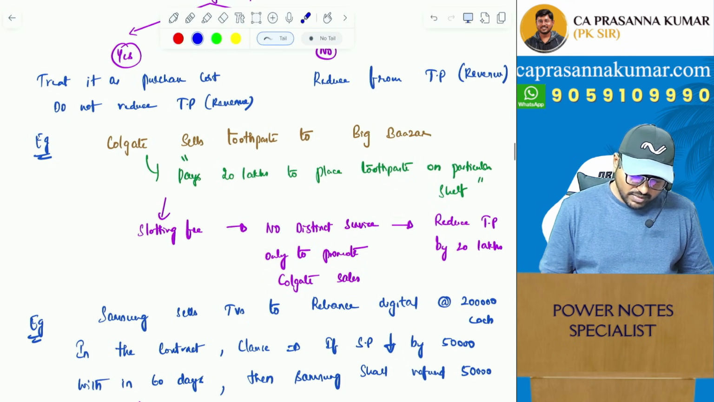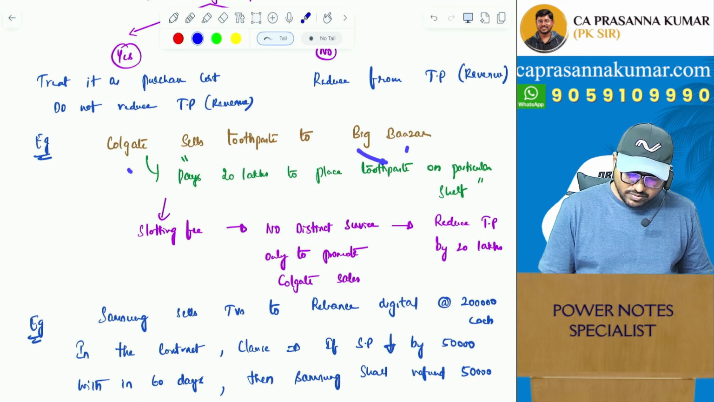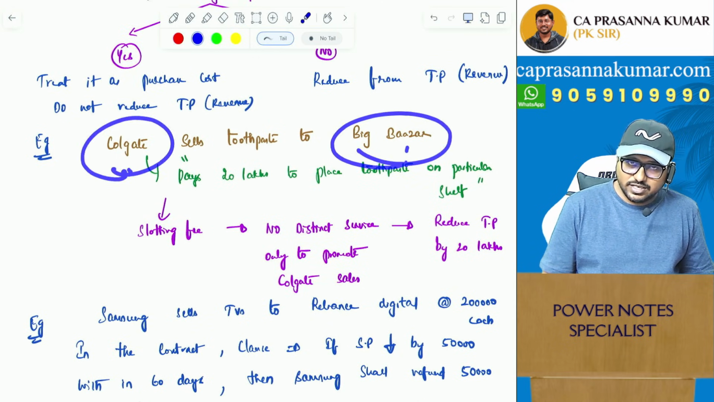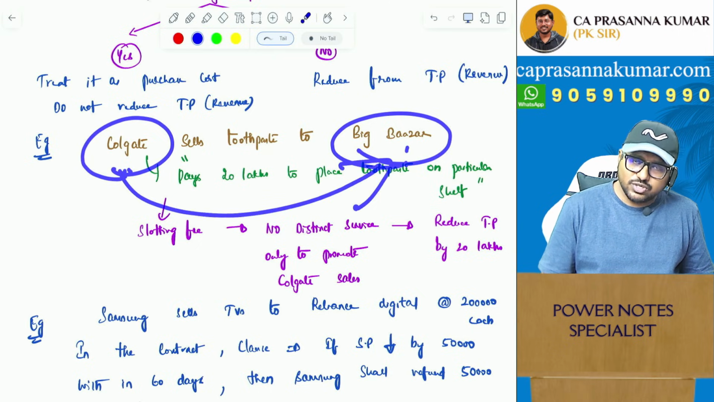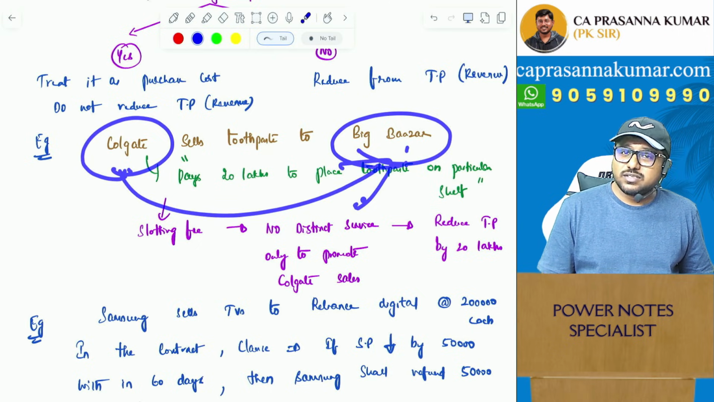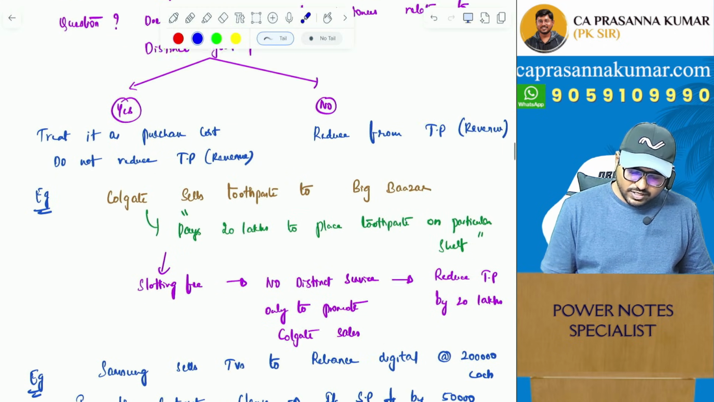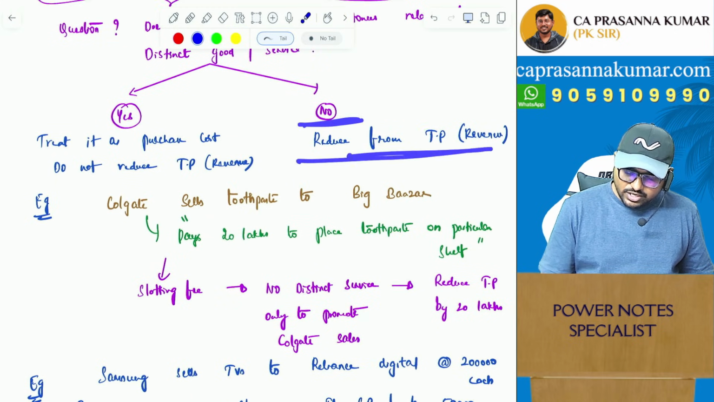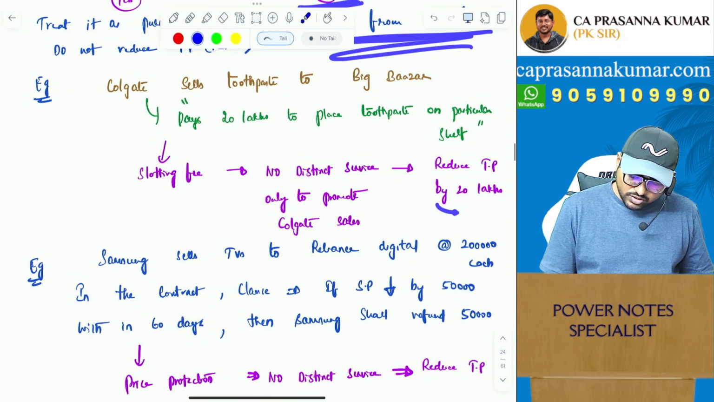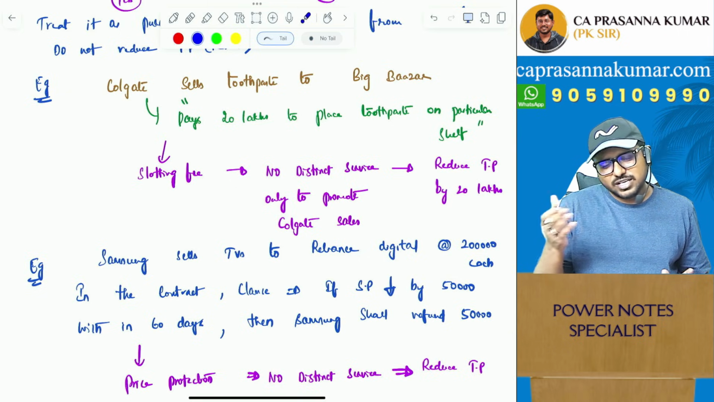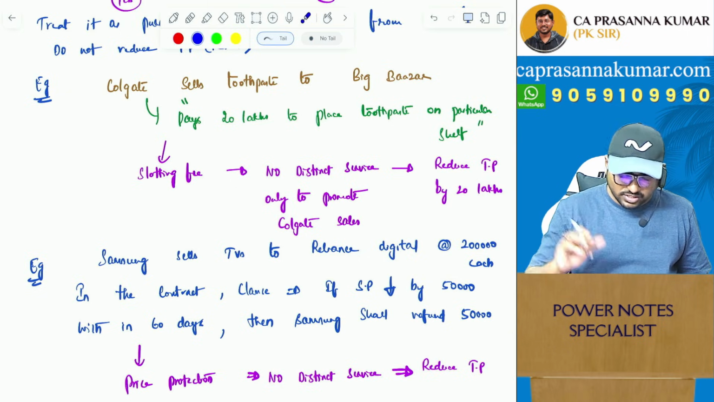Therefore, whatever the payment that you pay to Big Bazaar, because Big Bazaar is the customer, Colgate is the entity. So you are paying consideration to the customer, but that is not for a distinct service. It is just for mere promotion. Therefore, the net effect will be there is no distinct service, reduce from TP. Got the point? So therefore, this 20 lakhs will be minus, in the sense it will be reduced from the transaction price, whatever the transaction price is.